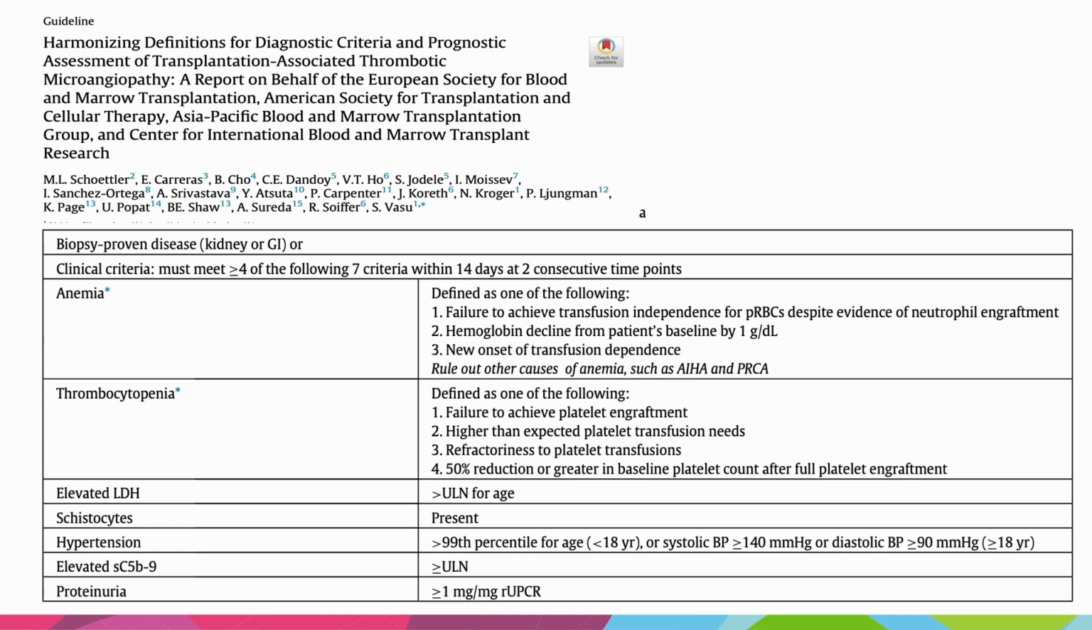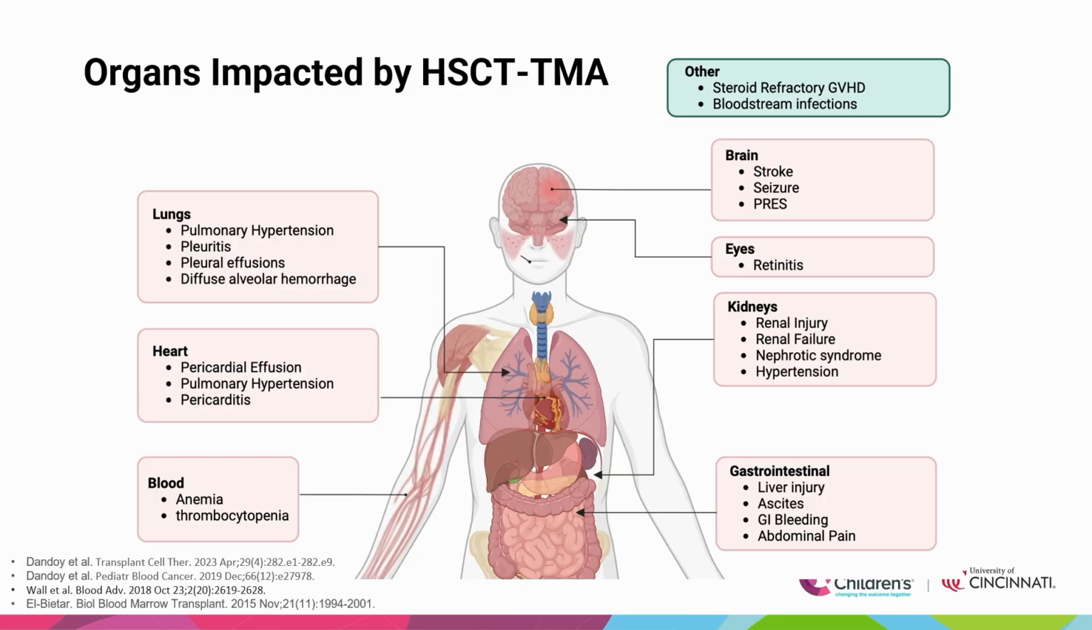We just came up with some modified criteria. This is endorsed by all of the national bodies, EBMT, ASTCT, all of these four-letter acronyms. But it's basically the same thing. You have refractory thrombocytopenia or anemia. You're showing signs of red cell or platelet destruction. You have end organ injury, and you're showing proteinuria, and you have activated complement. That meets diagnostic criteria, but the problem is TMA affects so many organs. So TMA is associated with steroid refractory GVHD.